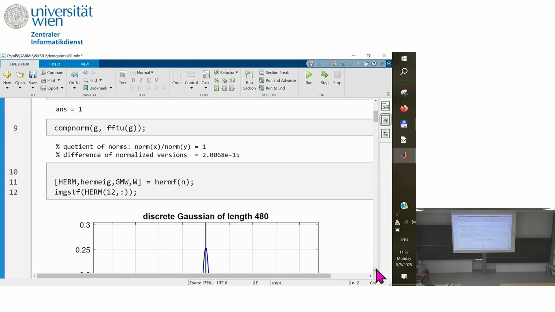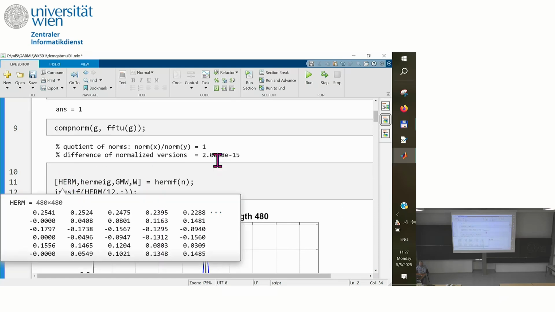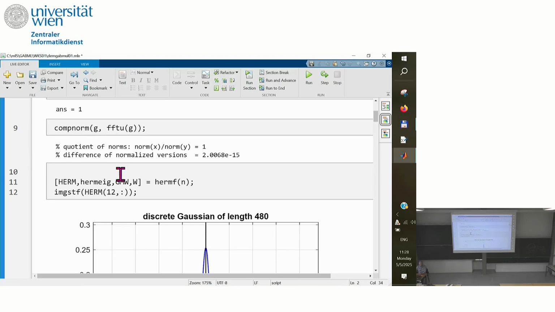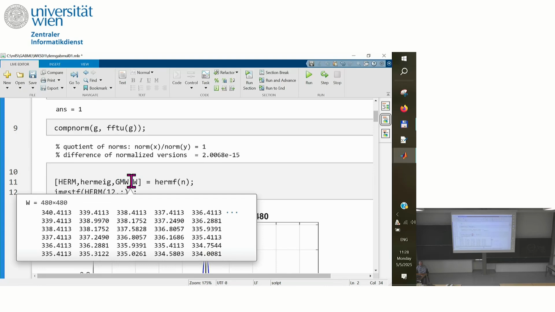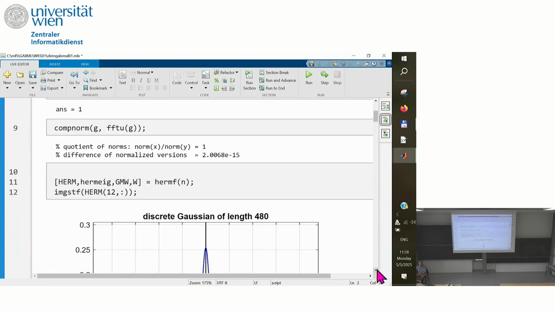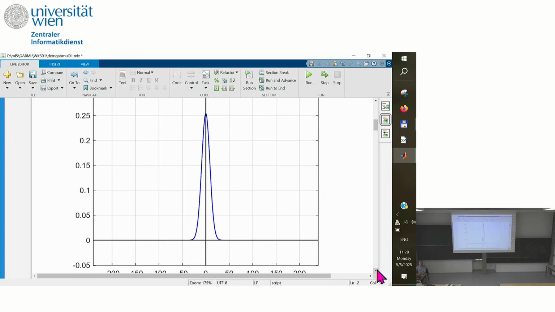I take a smooth version of an indicator function of a circle, or a superposition, and I get the Hermite functions of order n, an orthonormal system of Hermite functions, as the eigenfunctions. This is the Gabor multiplier coming from the weight. So that's how I computed it. It's very fast, I don't want to show it.